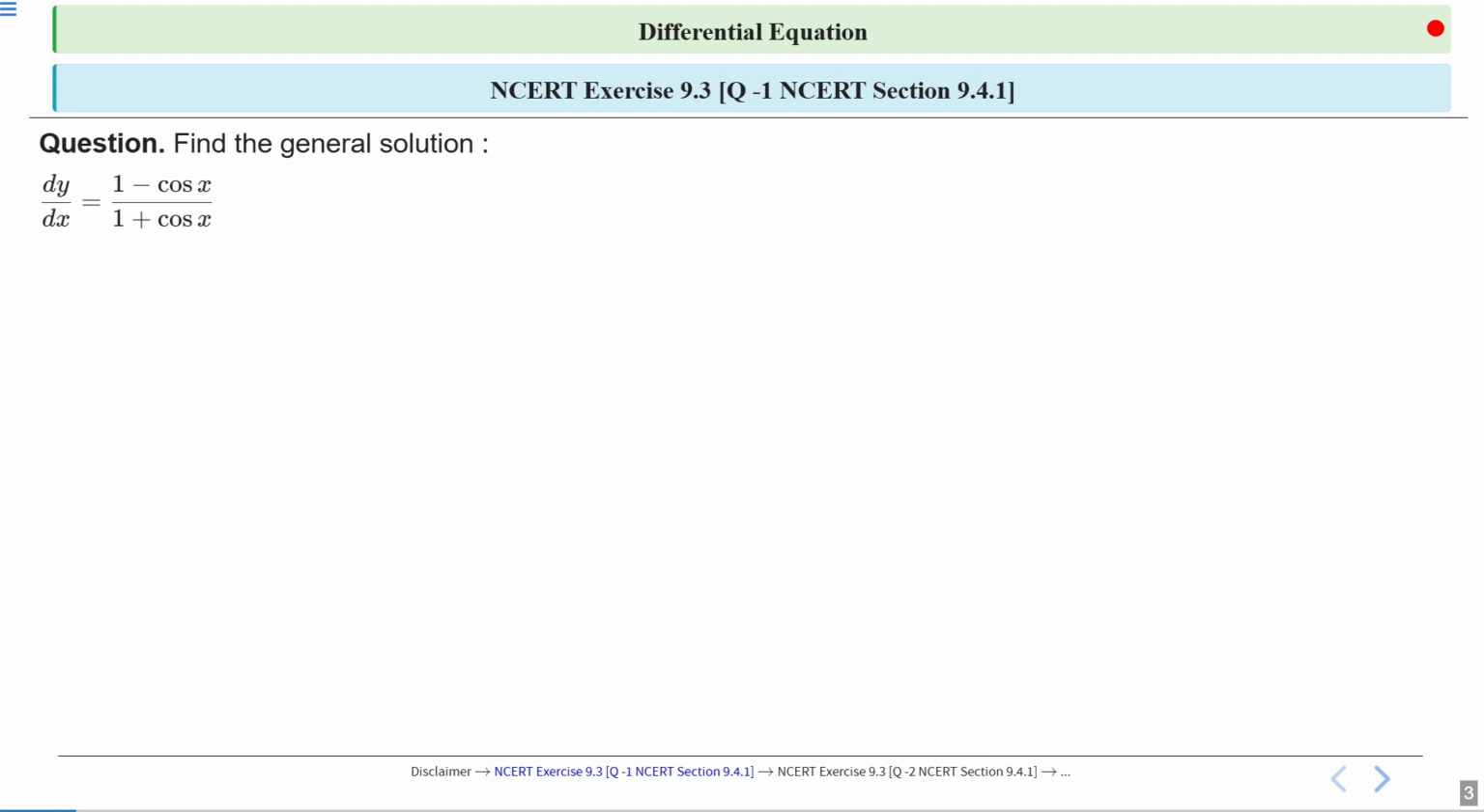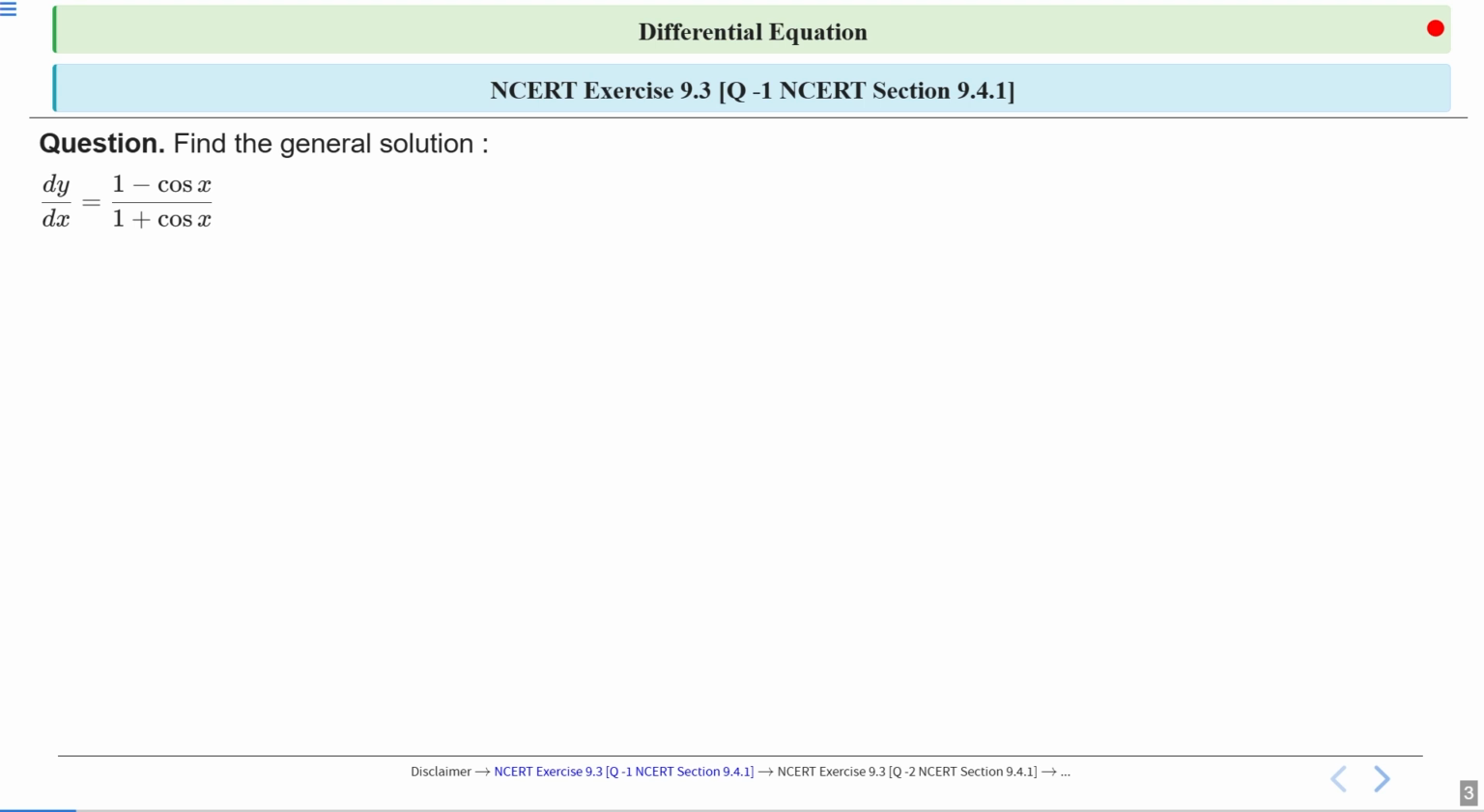So question number 1 is: find the general solution of dy by dx is equal to 1 minus cos x by 1 plus cos x. As we already covered the theory portion of how to find the solution of a differential equation using the method of variable separable: if a given differential equation is first order and first degree and it is of the form dy by dx is equal to g(x) into h(y), then we can separate the variable as 1 by h(y) dy is equal to g(x) dx, and then we integrate and find the general solution of the differential equation.